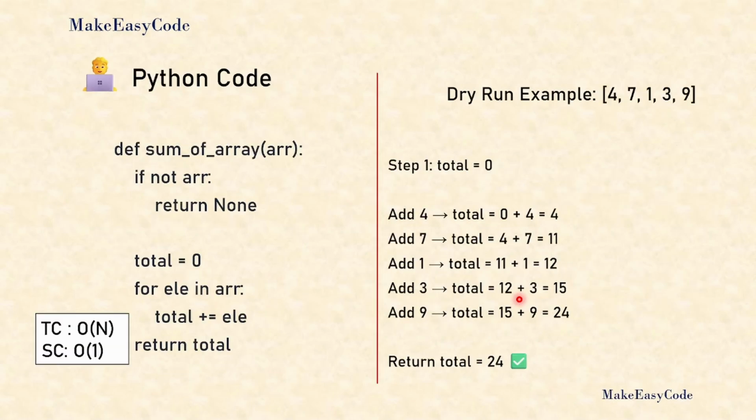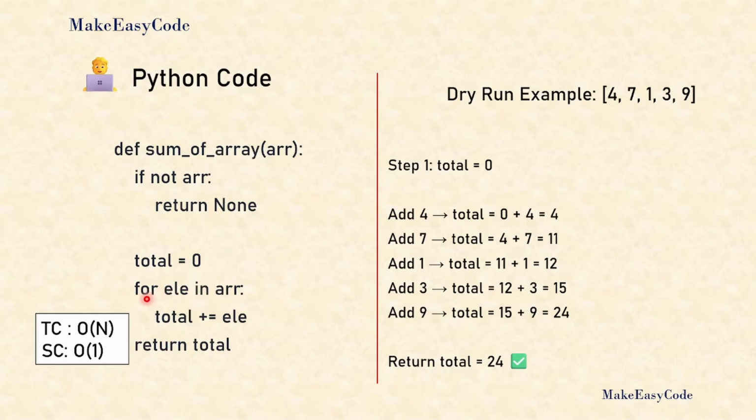Here I have written the code in Python. You can write your code in your preferred language as well. So what I'm doing here is, first I'm defining the function sum of array, and after that I'm covering the edge case: what if the array is empty? To avoid any error, I'm covering this edge case here. And very first we initialize total equal to 0. So this will store the running sum of all the elements in the array.